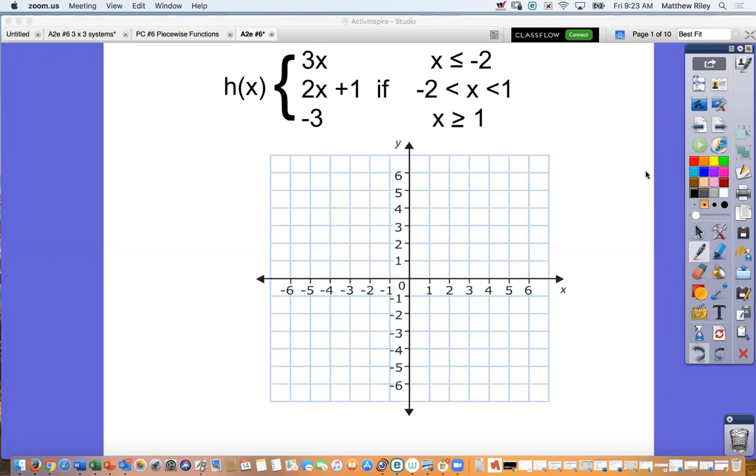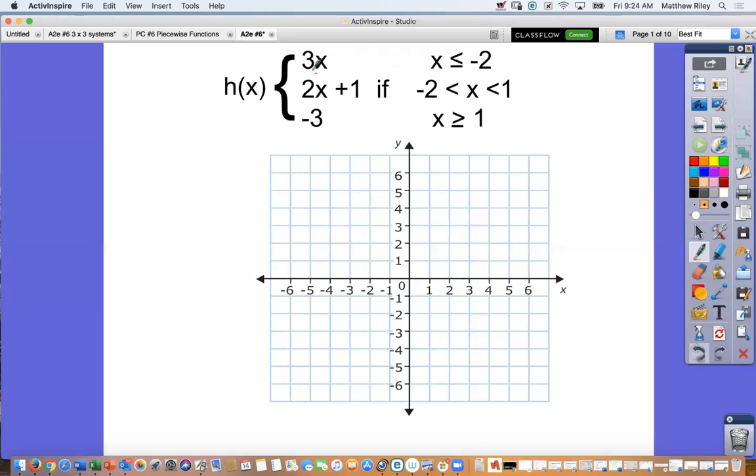Take about one more minute. We'll get started. All right. Sometimes after I say that, it's hard to wait a minute. So let's do this one at a time.